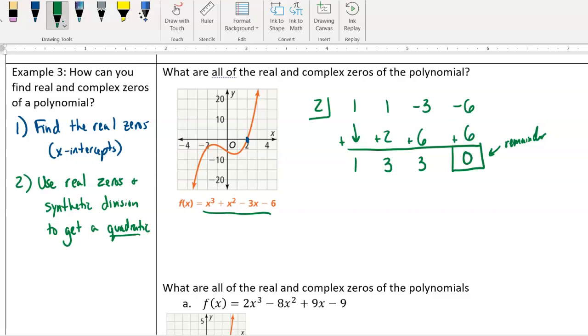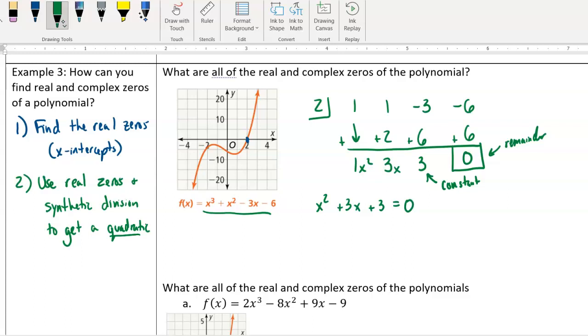All right, so now remember, we're trying to get this into a quadratic. So remember, this stays your constant. And then we just put in our x's. So we would have x squared plus 3x plus 3. And now we're trying to find the zeros. Okay, so we would set this equal to 0 and solve it.